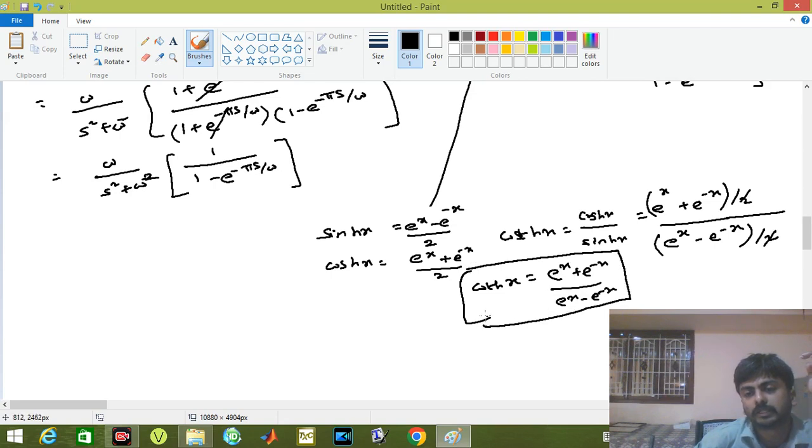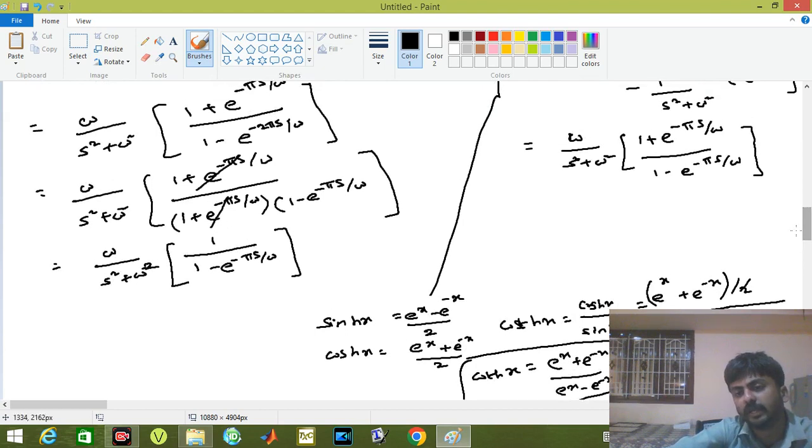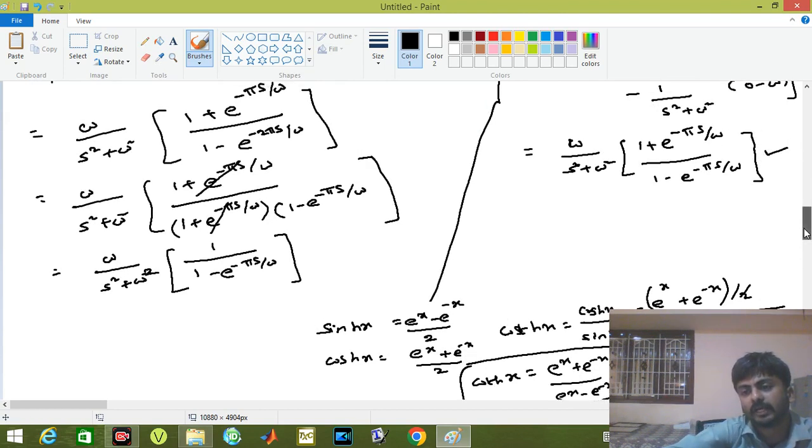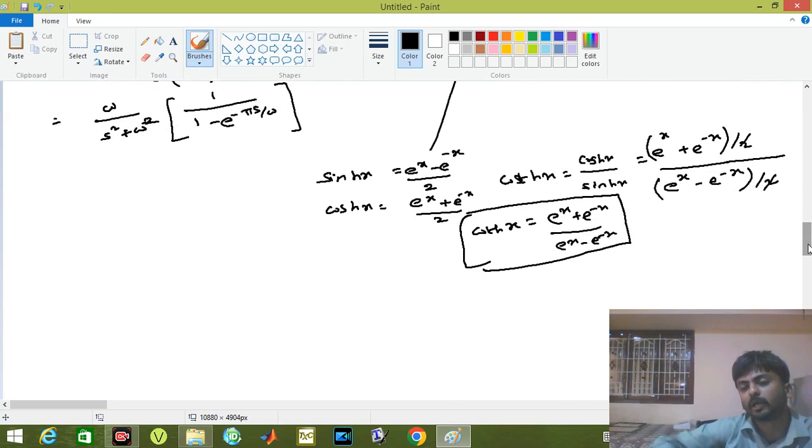Okay, this is the value of cot hx. So I guess this value will be something related to cot hx. Something related to cot hx. So for that I am trying to find whether it is actually related or not.